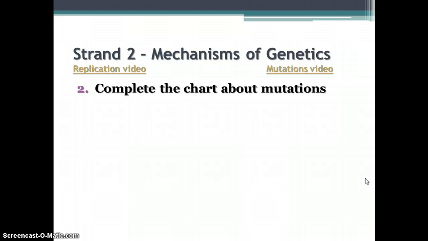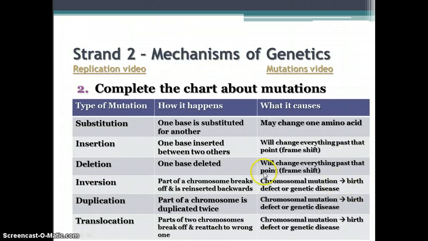Next, we have a chart about mutations to fill in, and so here are the answers to the chart. Okay, there are 6 kinds of mutations listed here. Substitution, when one base is substituted for another, and what it causes, it might change one amino acid, it might not, depending on how the codon changes. Insertion is when you have a base inserted between 2 others. This will change everything past that point. It's a frame shift mutation.